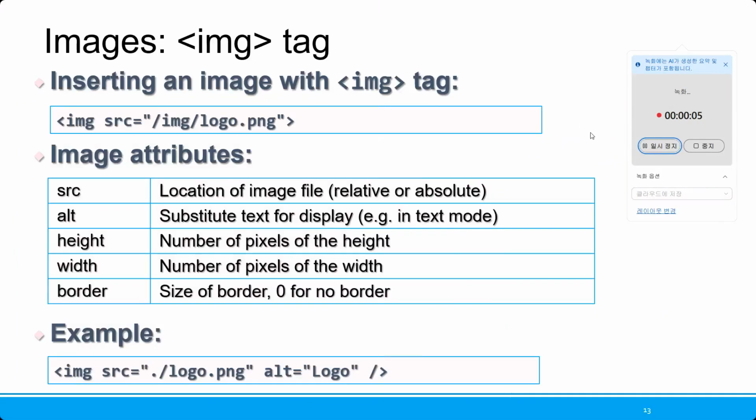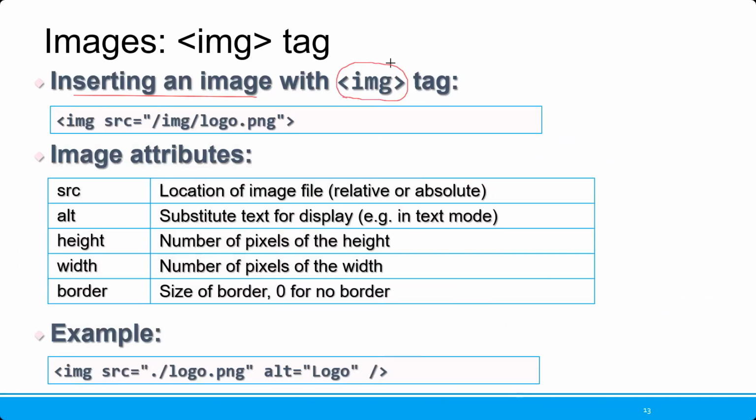So the next section that I want to explain is images. In the HTML, you can insert an image using the img with the triangle bracket. You can see like this one, img, and then you need to specify where is the source. The source means the src.